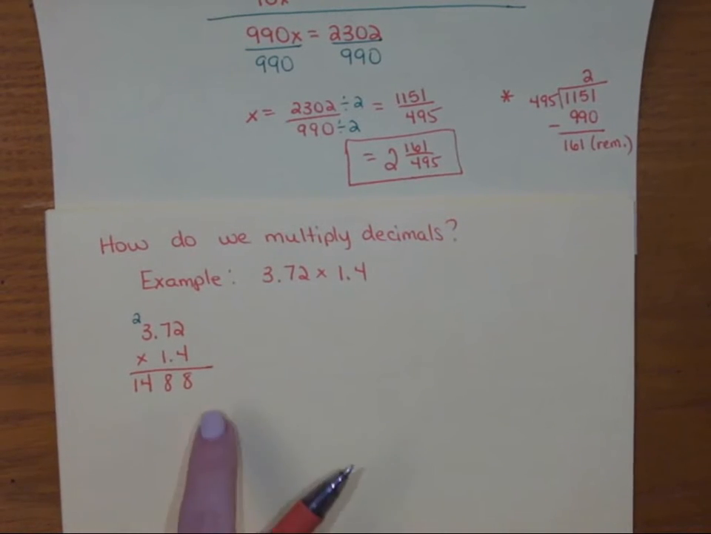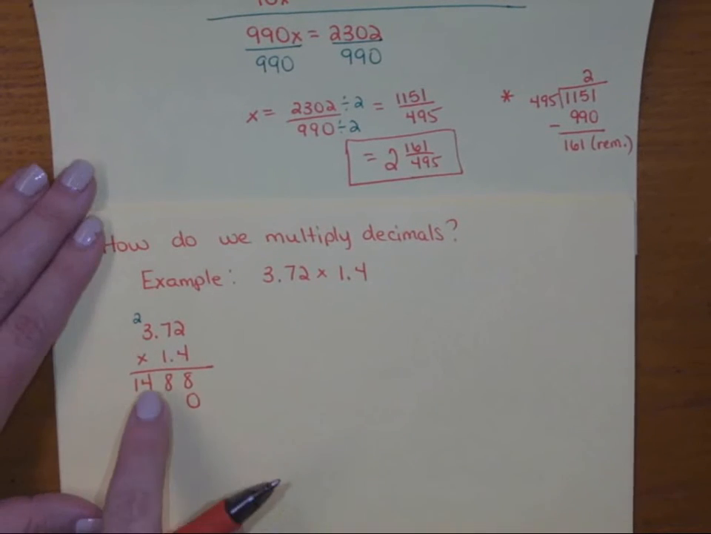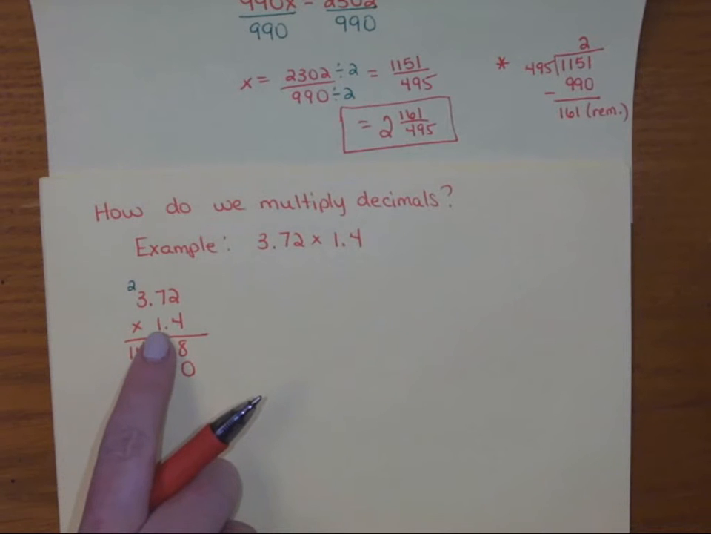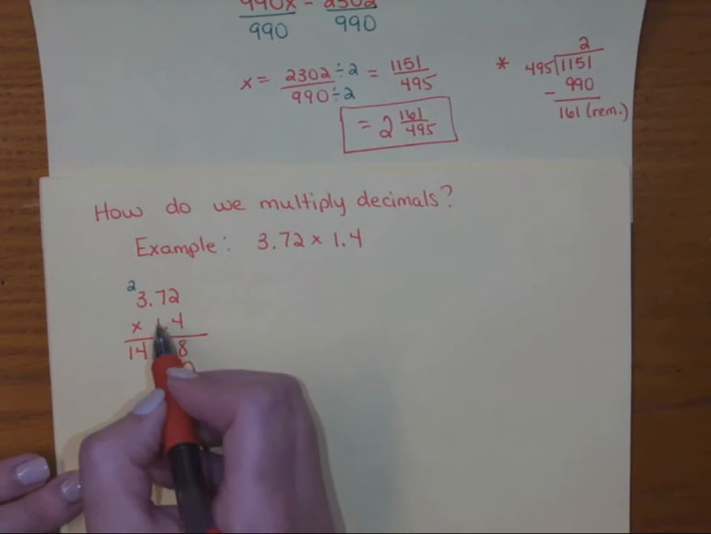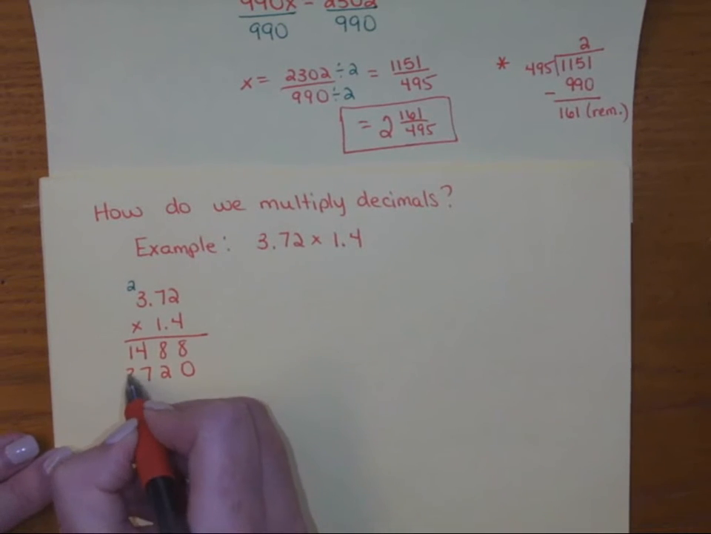And then hopefully you remember what you do here. When you move to the tens place, you put a 0 here. By the way, that's because whatever number's here is actually representing how many tens we have, so we need to move over a decimal place. So 1 times 2 is 2, 1 times 7 is 7, 1 times 3 is 3.